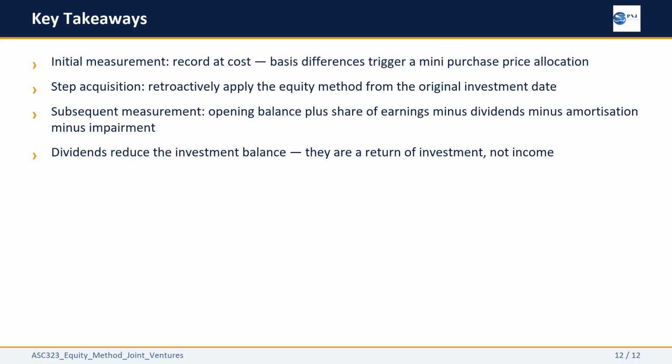Let us bring this section together. You record the equity method investment at cost on day one and allocate any basis difference to identifiable assets and residual goodwill. If you cross the threshold through a step acquisition, you apply the equity method retroactively. Each period you adjust the investment balance for your share of earnings, deduct dividends received, and subtract amortization of basis differences and any impairment. And remember the most important rule of this section: dividends from an equity method investee reduce your investment balance. They are a return of your investment, not income.